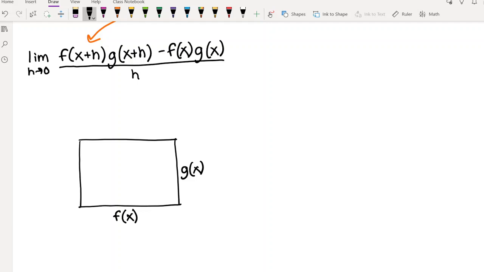So if you think about it, what are we trying to actually find here? If we're looking for the derivative of the product, we're actually trying to find the rate of change of the area of this rectangle, right? Like f prime of x would be the rate of change of the length, and g prime of x would be the rate of change of the width. And what we're looking for is the derivative of their product, and their product would be the area. And so we're looking for the rate of change of the area of this rectangle.